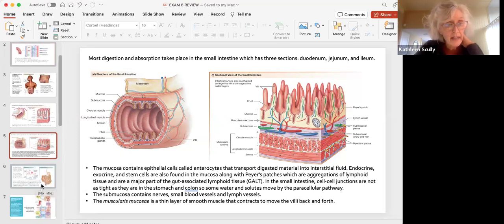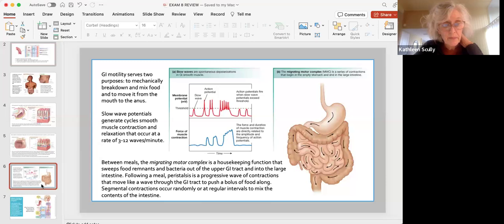Okay, then here we're looking on the right-hand side, these arrows are supposed to indicate what's called the migrating motor complex, which is a series of contractions that perform this housekeeping function of basically sweeping the GI tract clean and pushing everything into the large intestine.